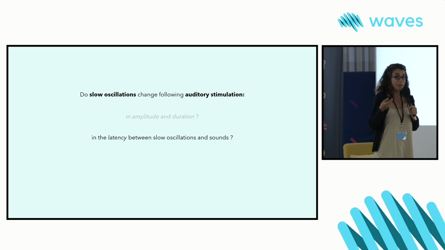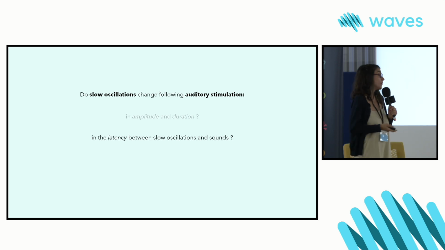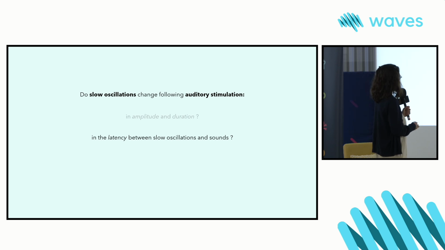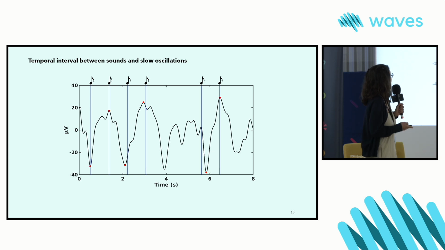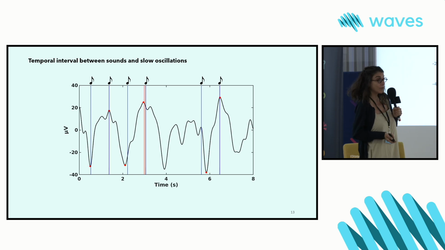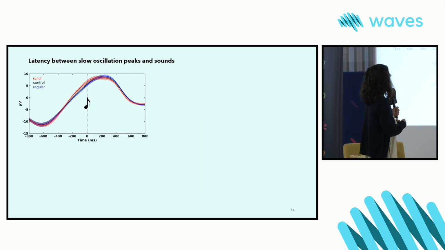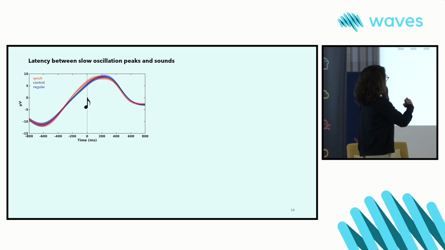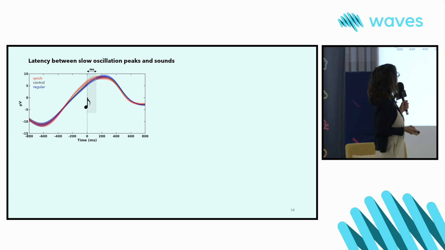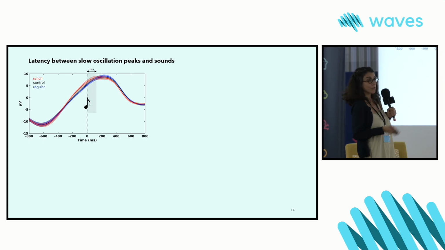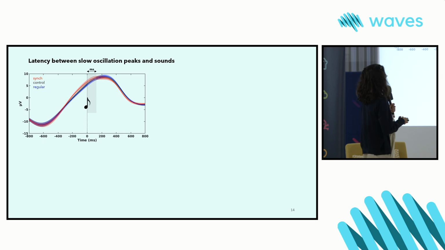Is the temporal relationship between the sounds and the slow oscillations actually modulated by the auditory stimulation? To do so, we identified the temporal interval between the peaks of the slow oscillations and the administered sounds. What you're seeing here is the slow oscillation waveform for our 3 auditory conditions, now time-locked to the sound onset. And we investigated essentially the latency between the peaks of the slow oscillations and the administered sounds.